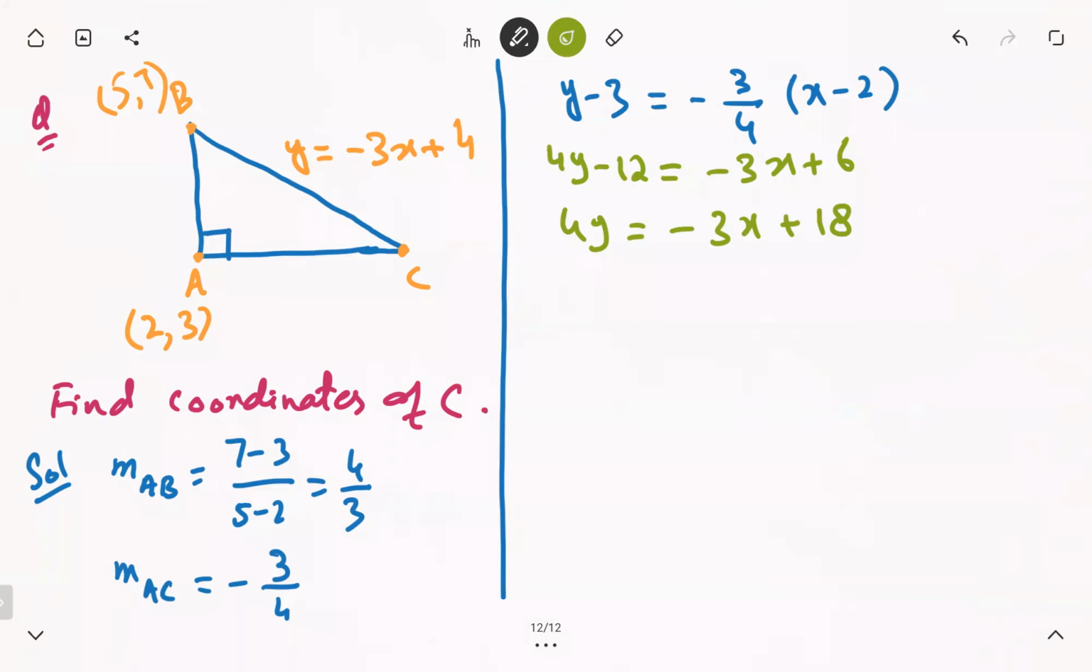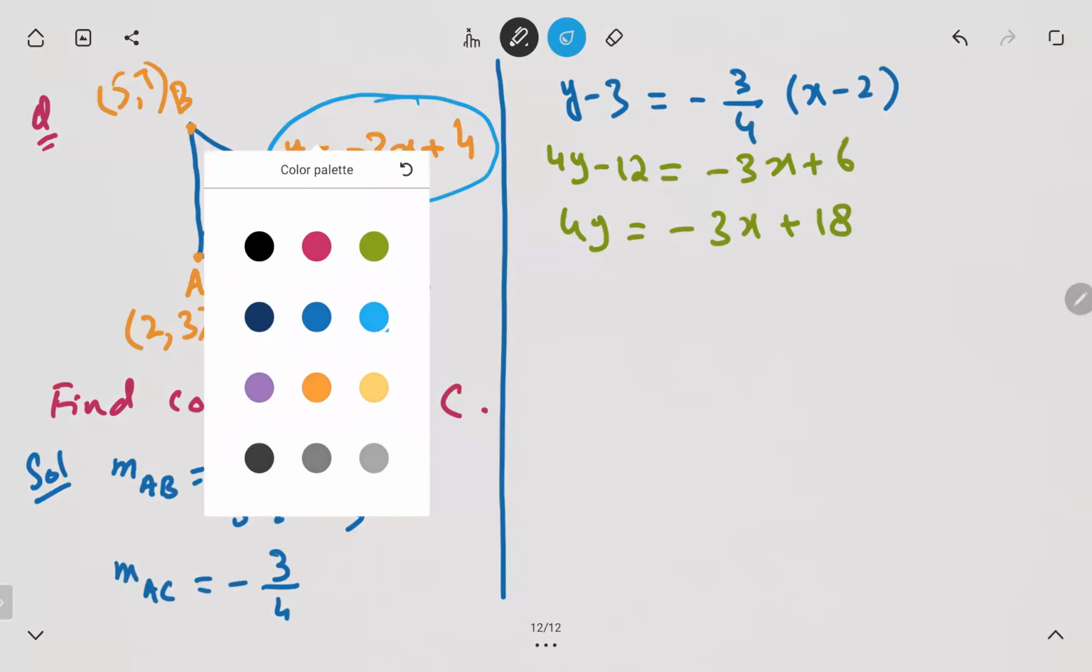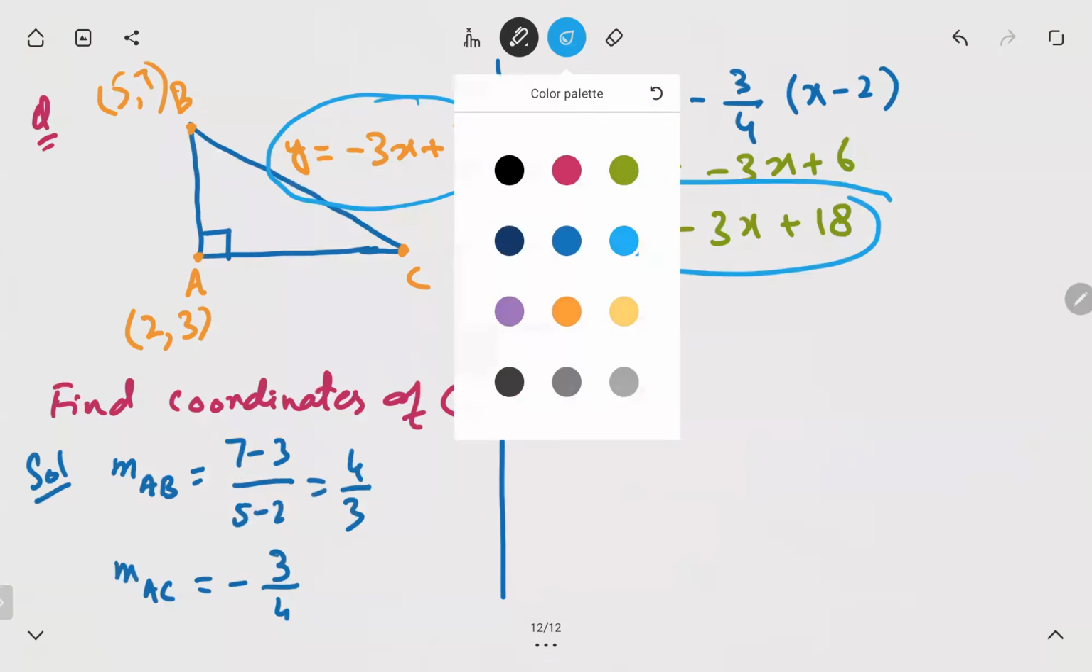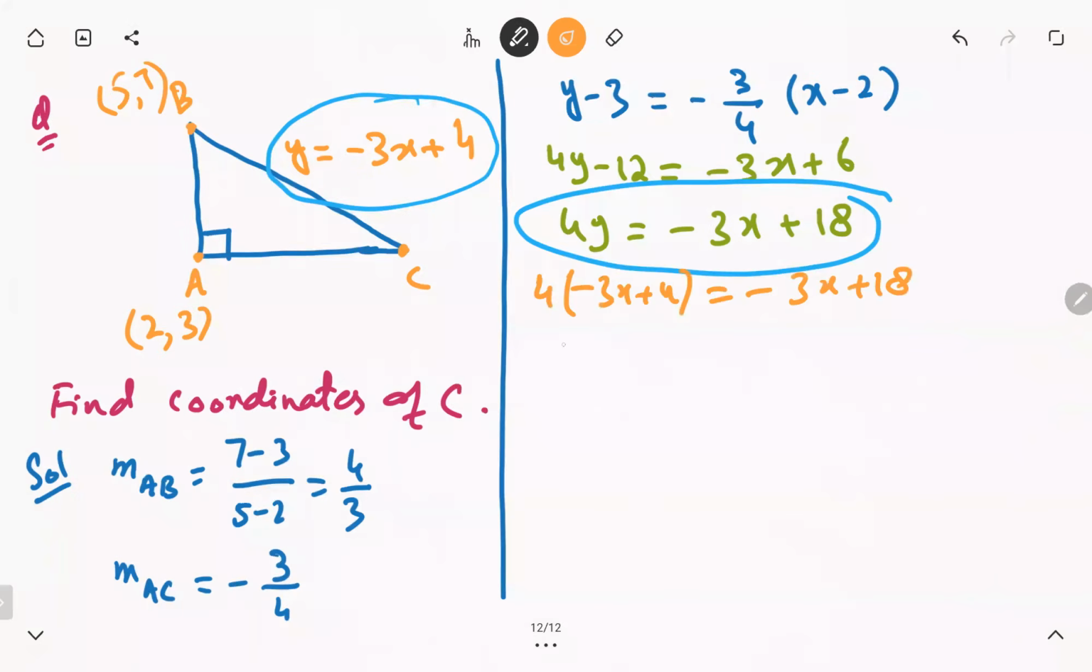आप जो method भी use करना चाहते हैं कर सकते हैं. We need to solve this equation and this equation simultaneously. Okay, I am going to use the substitution method. y is equal to minus 3x plus 4, I am going to use here. So minus 3x plus 4 is equal to minus 3x plus 18. आपको जो easy लगता है आप वो करें. So minus 12x plus 16 is equal to minus 3x plus 18. So minus 12x plus 3x is minus 9x and 18 minus 16 is 2. So we got x is equal to minus 2 by 9.